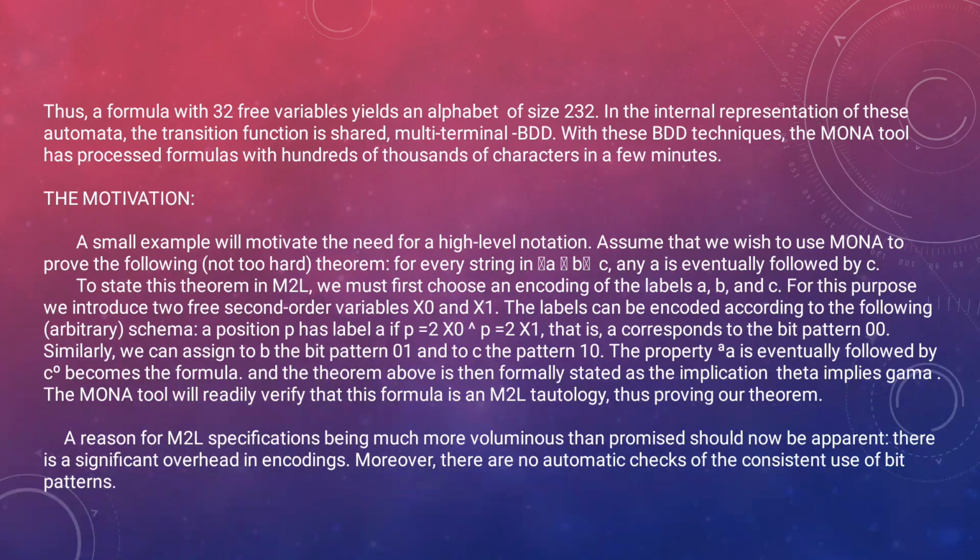For this purpose, we introduce two free second-order variables x0 and x1. The labels can be encoded according to the following schema. A position p has label A if it corresponds to a bit pattern 00. Similarly, we can assign to B a bit pattern of 01 and to C the pattern 10. The property "A is eventually followed by C" becomes the formula. A reason for M2L specifications being much more voluminous than desired should now be apparent.